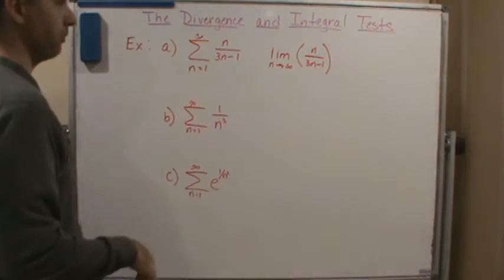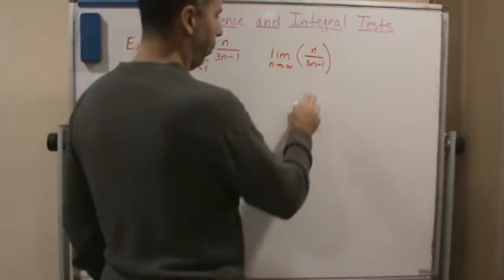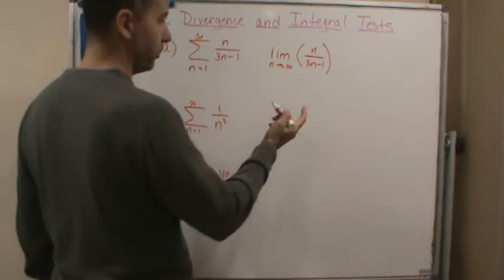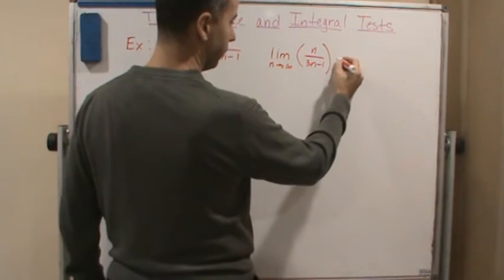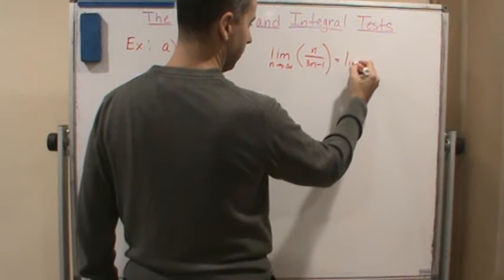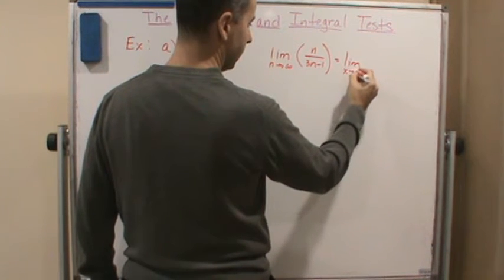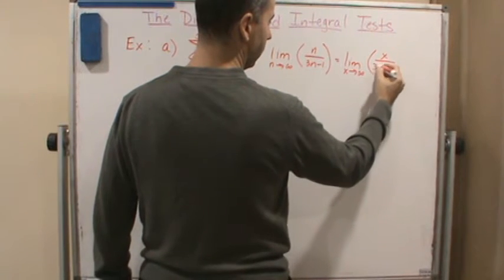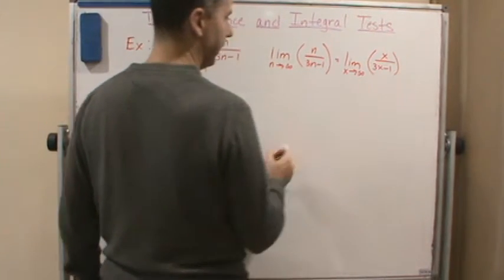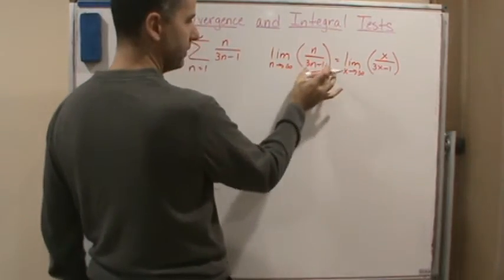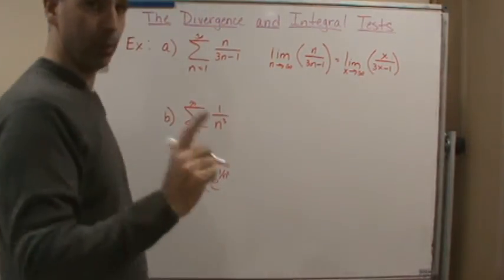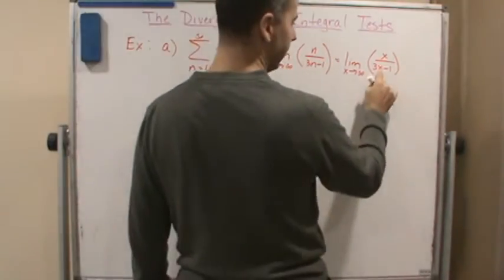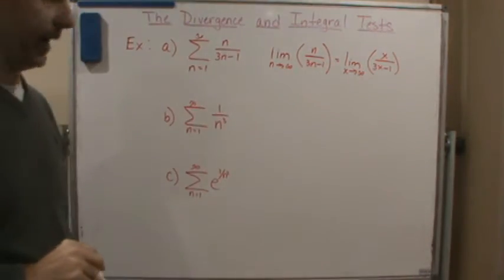Now, where does this thing go to? Well, remember, we can look at a function. So this would be the same as the limit as x approaches infinity of x over 3x minus 1. This is a function that has the same values as this.